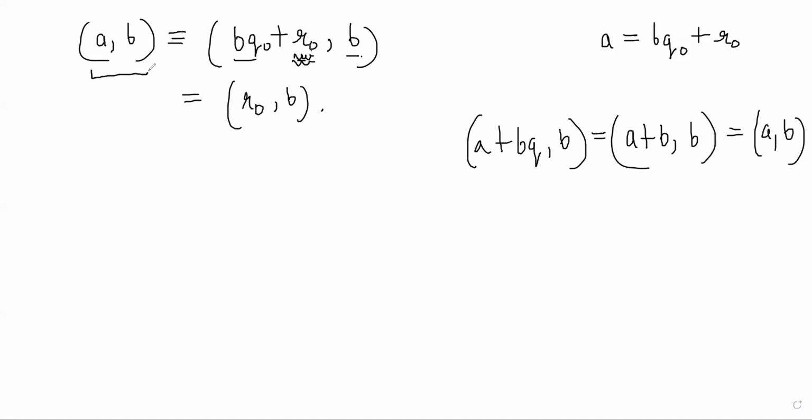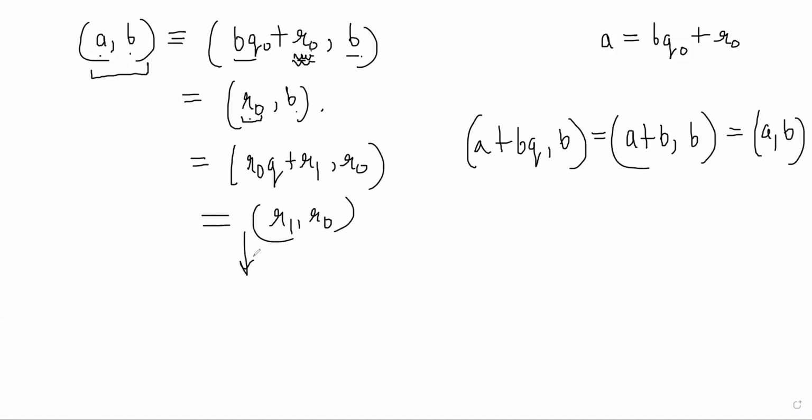So now we have reduced the problem from the GCD of A and B to a smaller number, the remainder, and B. And after that, I'll divide B with R naught. So B, being the bigger number, will be written as R naught Q plus R1, and the GCD of B comma R naught will be equal to the GCD of R1 and R naught. So this is the sequence of divisions which reduces the problem from a large one to a smaller one, right? And slowly it will terminate at some point, and you'll get a zero remainder. So the last non-zero remainder will be your GCD, right?